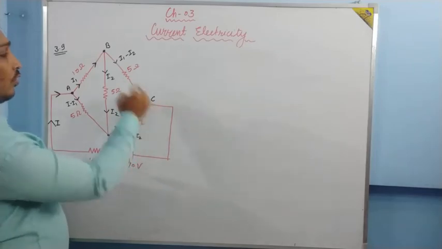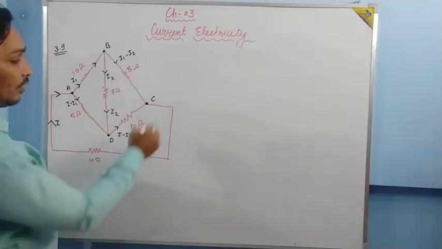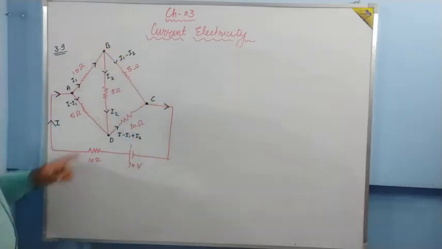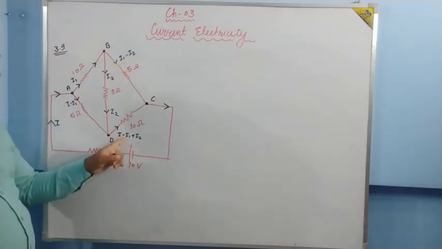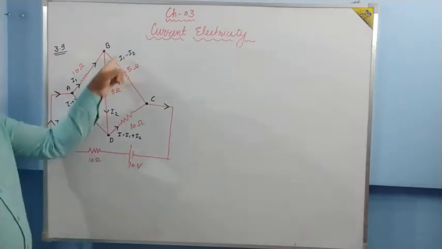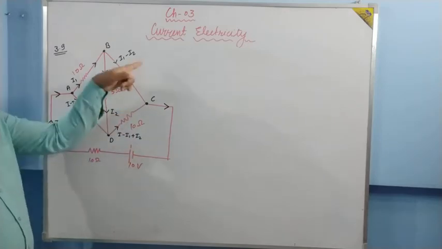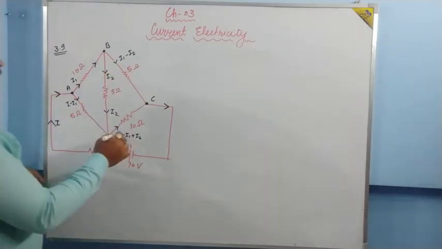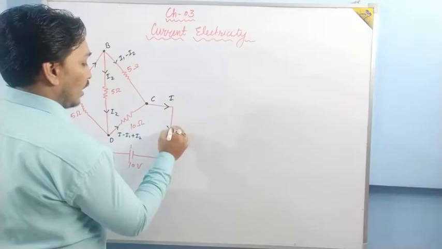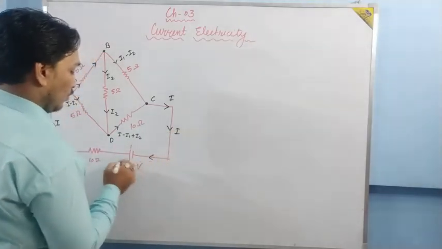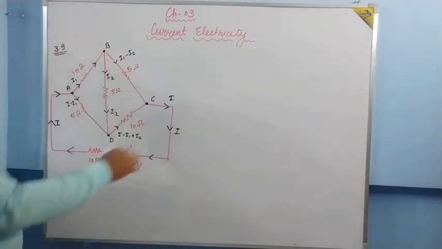Now this current and this current will be added. Just add them: I1 minus I2 plus I minus I1 plus I2. Minus I1 plus I1 cancel out, plus I2 minus I2 cancel out. We are left with only I. So the current I will go through this branch.